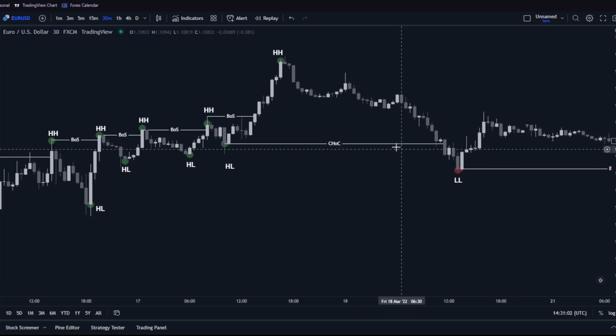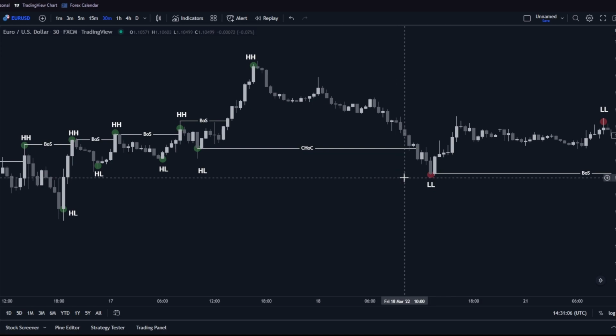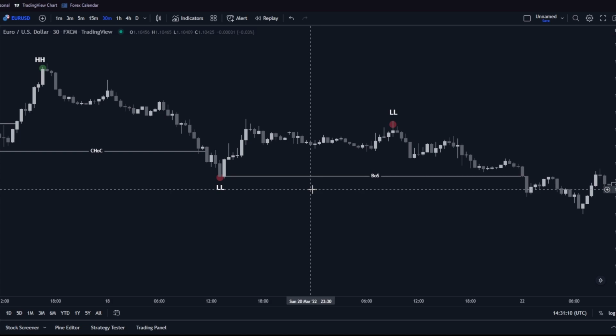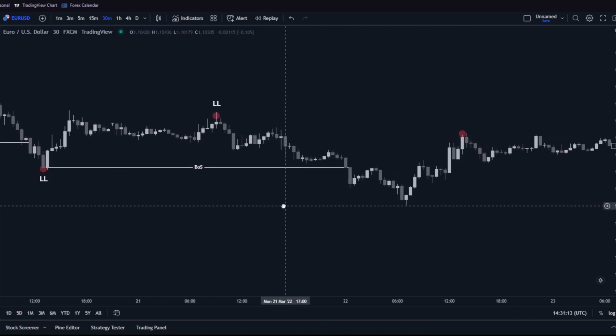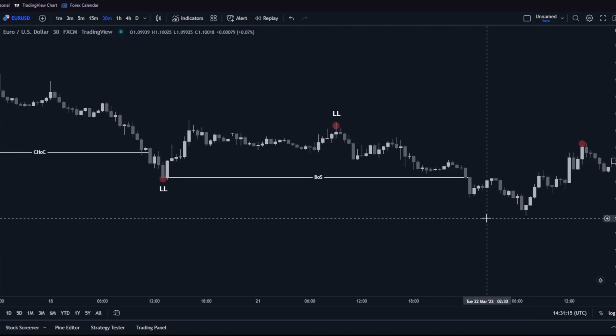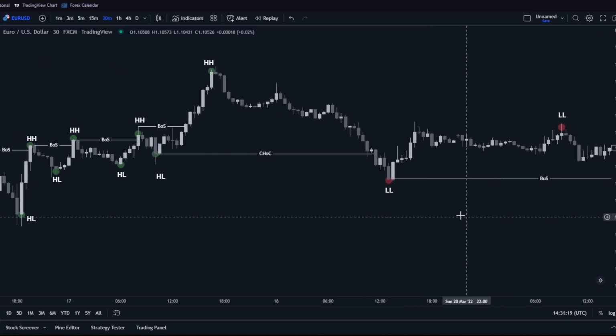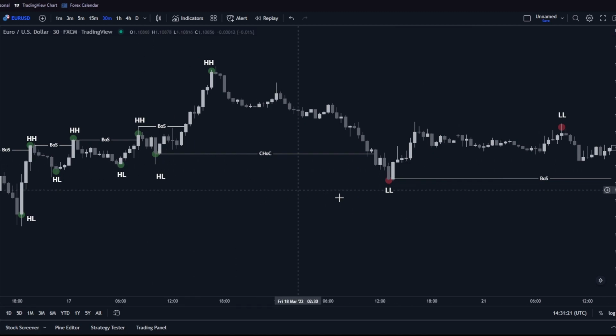So as soon as we violate it, we can mark it as a change of character. And if we have a change of character, usually the trend either flips or consolidates. In this case, the trend actually flips. I marked out some points here, but I suggest you do that yourself, practice it. This is basically the same but for a bearish trend. So that's a change of character.